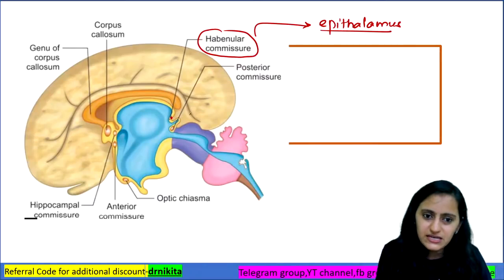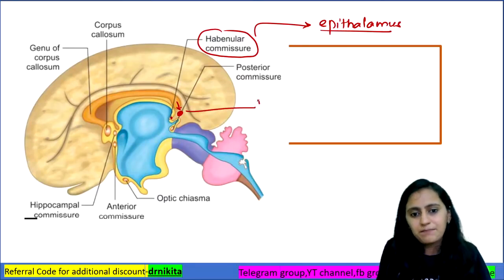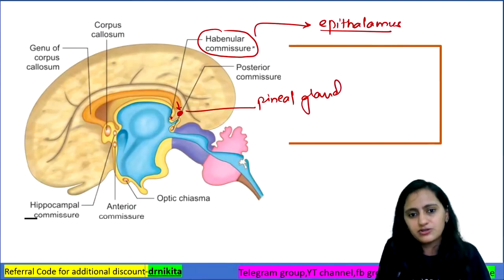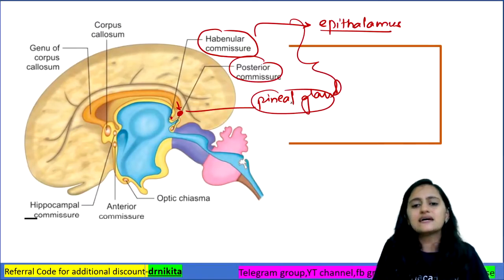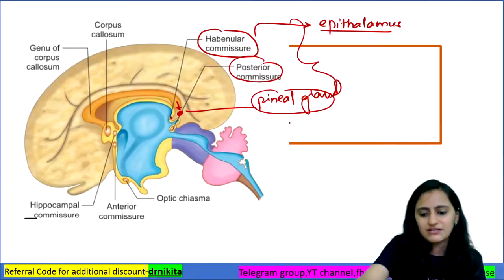Also, what do you see here anatomically? What gland comes here in close relation inferior to the corpus callosum here? Pineal gland, right? So the pineal gland also comes here. So your habenular commissure, posterior commissure, pineal gland, these are all epithalamus structures. Remember, they are all epithalamus structures.